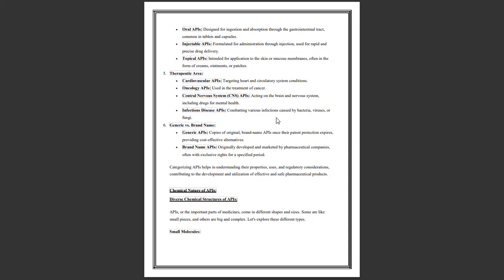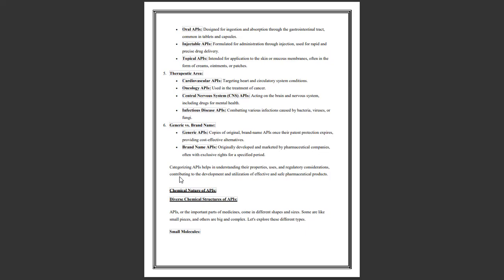And the last class is generic versus brand name. Generic APIs are copies of original brand name APIs once their patent protection expires, providing cost-effective alternatives. Brand name APIs are developed and marketed by pharmaceutical companies, often with exclusive rights for a specified period.